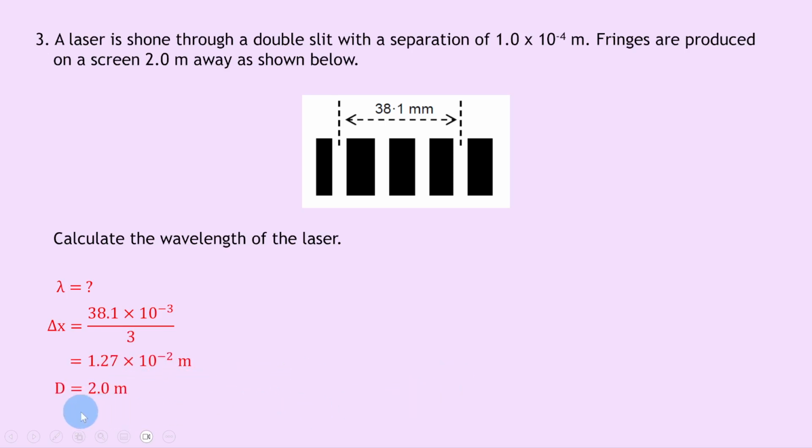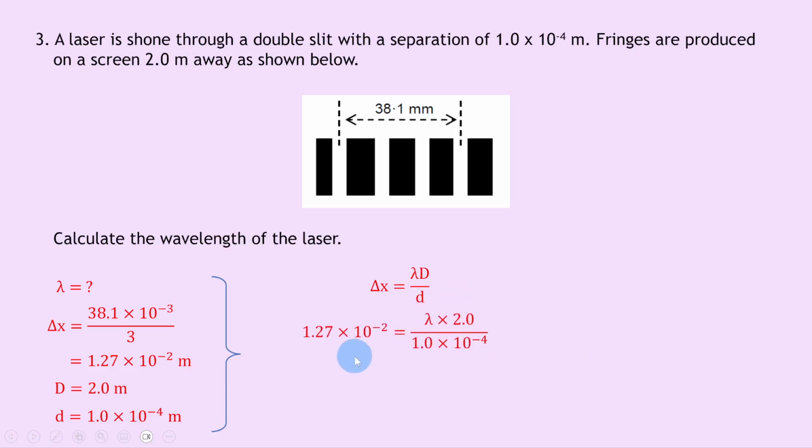Next we have capital D, which is the distance between the slits and the screen, and that is a value of 2.0 meters. And lastly, the slit separation lowercase d is equal to 1.0 times 10 to the minus 4 meters. So writing down our equation, we have delta x equals lambda D over d. Substituting in the numbers gives 1.27 times 10 to the minus 2 is equal to lambda times 2.0 divided by 1.0 times 10 to the minus 4.